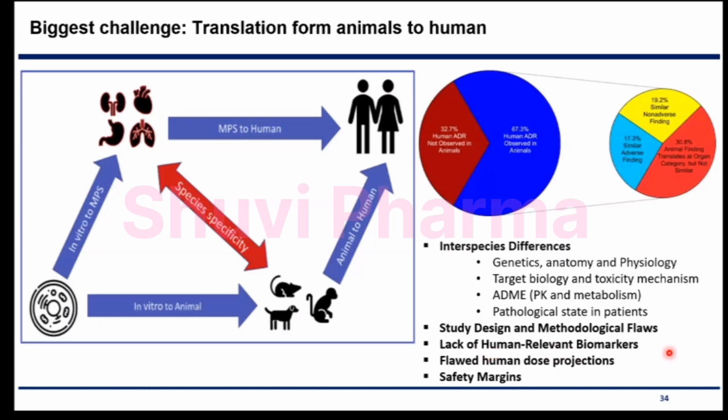Lack of human relevant biomarkers. The dose projection in human is not right. I explained to you how this therapeutic window is. If you don't project the right dose, then you lose the translation part. And the safety margins. You don't have enough safety margins.